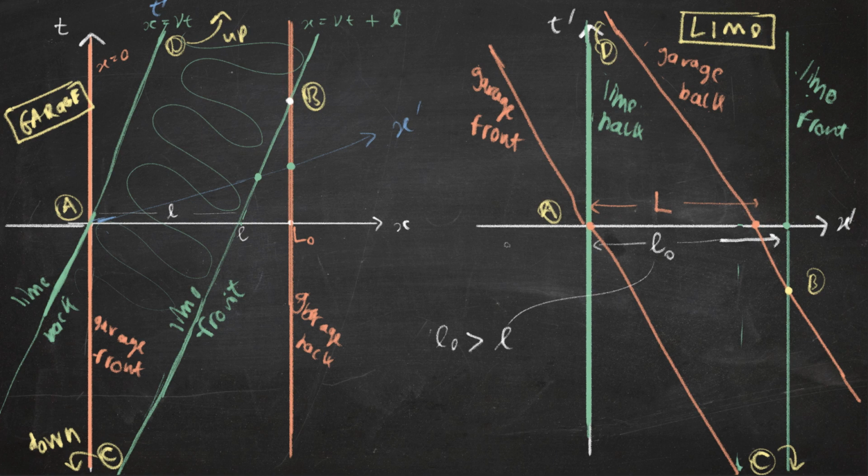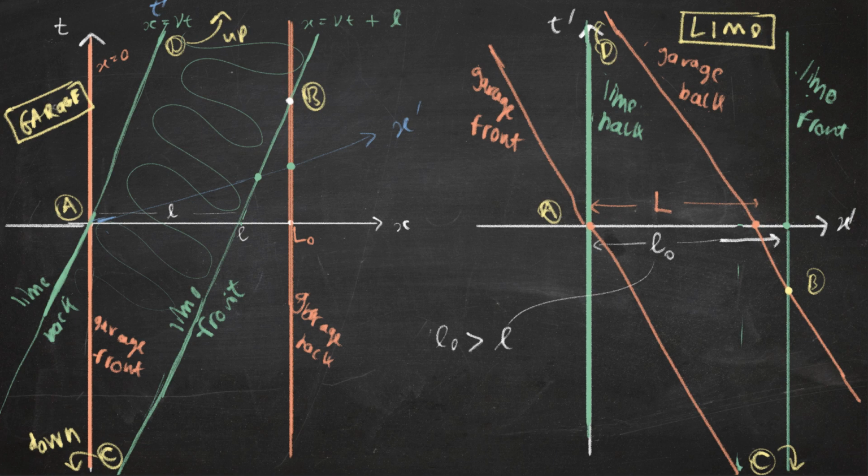What does that mean? It means the front of the limo is meeting the back of the garage before the back of the limo gets into the garage front. So you can see, as I've drawn it here, the limo would never be completely contained within the garage at one particular instant in time, because the event B precedes the event A.